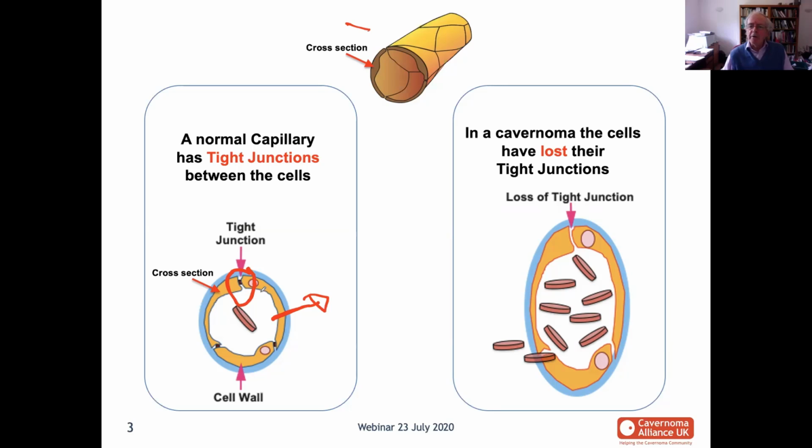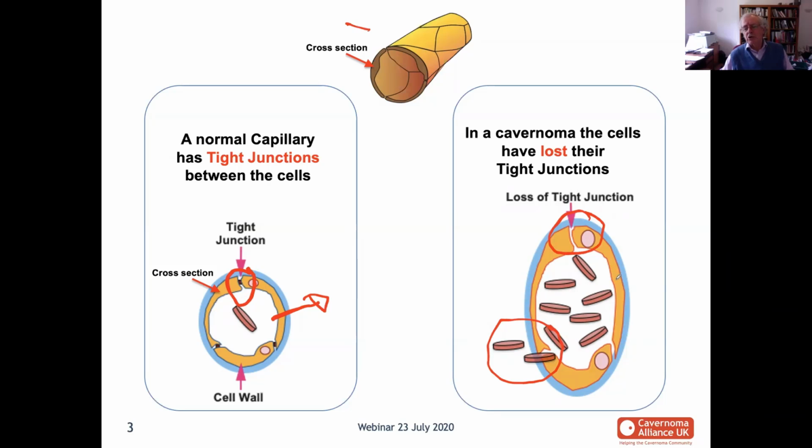But in a cavernoma, the cells have lost these tight junctions. And so there aren't any tight junctions between the cells here. This means the cells can move apart slightly and they can become leaky. And so red blood cells can leak out through the gaps in the cells. I'm not sure that's all the time, but that's the basis of a cavernoma.